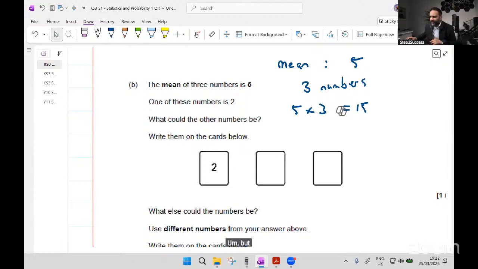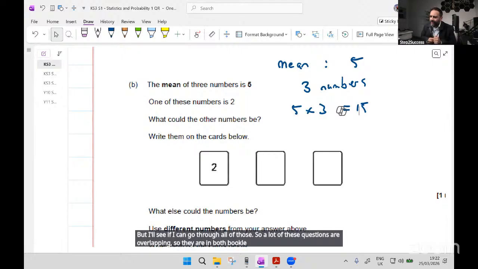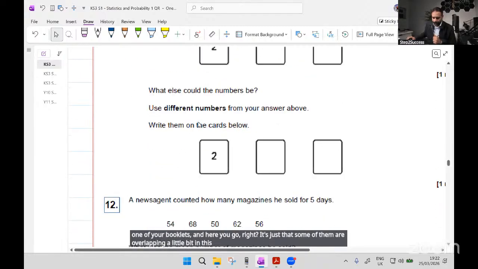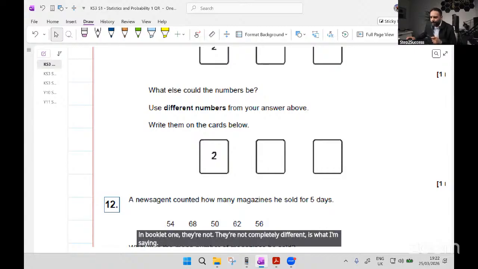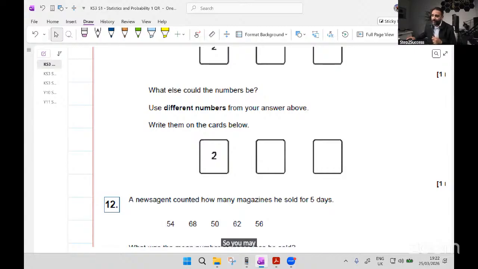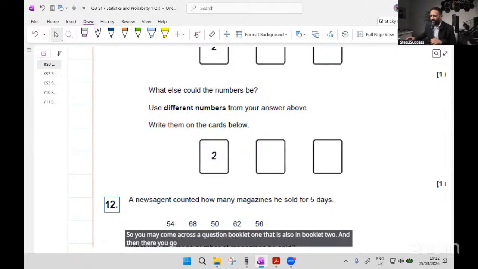But I'll see if I can go through all of those. A lot of these questions are overlapping, so they're in both booklets. So if you see a question that is on one of your booklets, then here you go. Some of them are overlapping a little bit in booklet one. They're not completely different, is what I'm saying. So you may come across a question in booklet one that is also in booklet two, and then there you go. And same with booklet three, possibly as well.